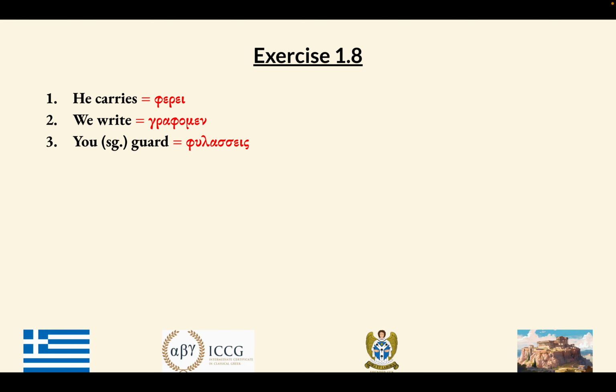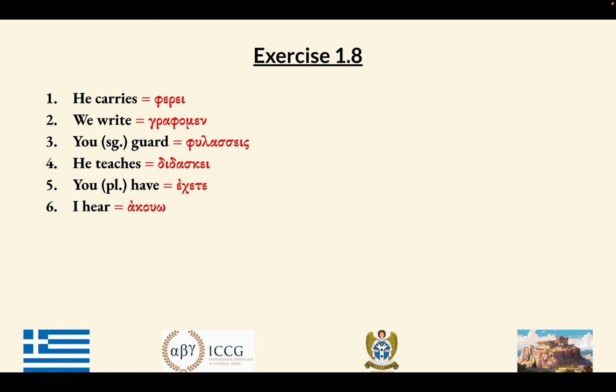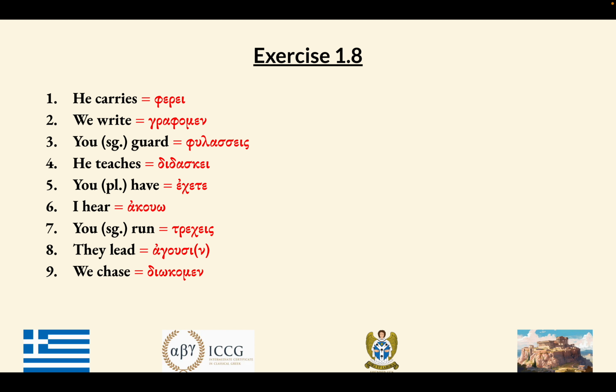You singular guard, foulases. He teaches, didaske. You plural have, ekete. I hear, akuo. You singular run, trekes. They lead, agusi. And again, that has the movable nu, the letter N at the end, which might or might not be there, depending on the context in the sentence. We chase, diokomen. And then you plural stop, pauete.